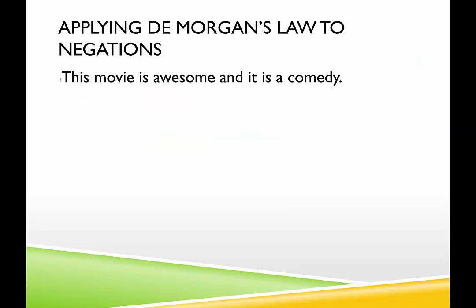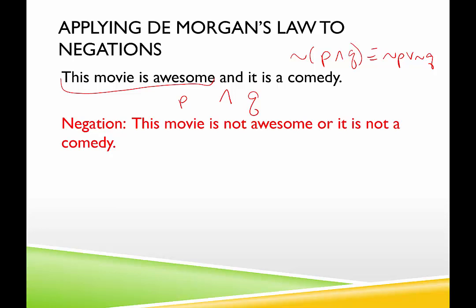Okay, how about this one? This movie is awesome. Here's P. And it is a comedy, Q. So the negation of the conjunction is the disjunction, not P or not Q. So what does that give us? This movie is not awesome, or it is not a comedy, right? In order for the given statement to hold, the two things must both be true. The movie's awesome and it's a comedy. The negation is just one of those things not being true. So it's not awesome, or it's not a comedy, or maybe neither.